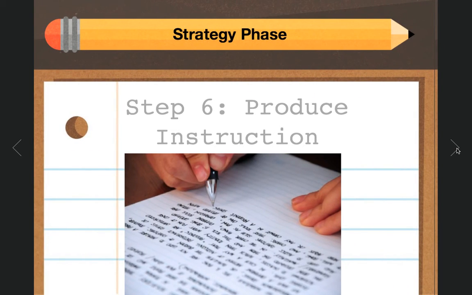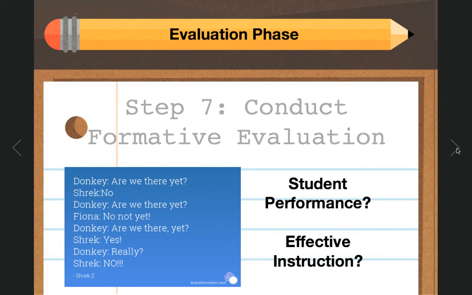Step 6 in the strategy phase is to actually write and produce the instruction. During this step, the designer must translate decisions made in the previous steps into the actual instruction. Smith and Ragan describe 4 types of instruction: print-based, computer-based, instructional video, and teacher-based, which corresponds directly with decisions made in the previous step.